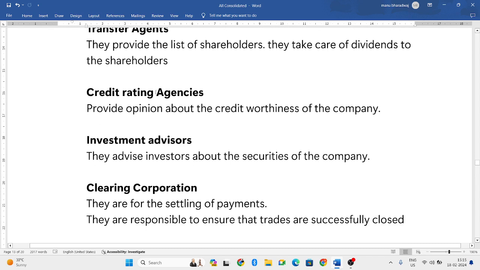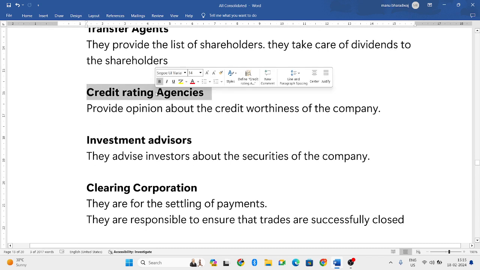Next is credit rating agencies. So these credit rating agencies, what do they do? They will evaluate the credit worthiness of an organization. So it is like, suppose how much credit the organization will be able to repay. So the credit worthiness of the organization will be given by these credit rating agencies. They will give something known as CIBIL score. Based on that CIBIL score, the credit worthiness of the company will be decided.